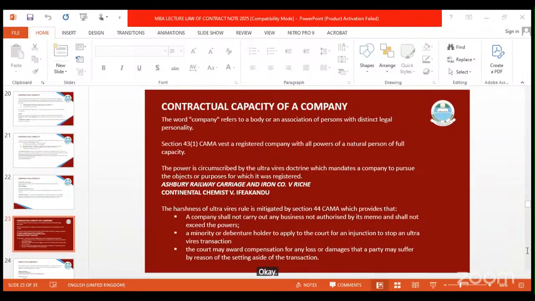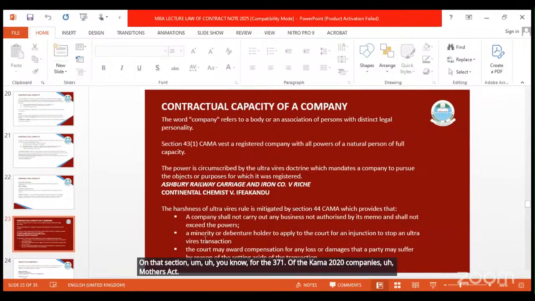So our point, I was saying that for companies, if you look at section 43, which is there on the screen, it's very clear that every company shall have all the powers of a natural person of full capacity. So any person above 18 years, the powers that that person can exercise, those same powers are given to a company under section 43, subsection 1 of the Companies and Allied Matters Act 2020.